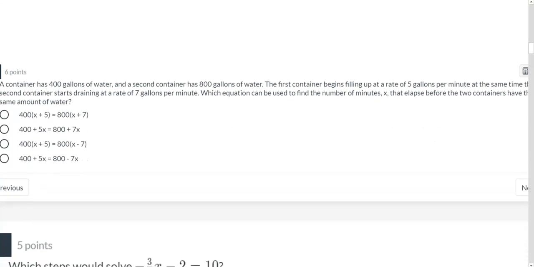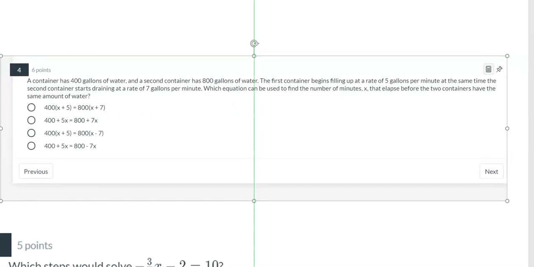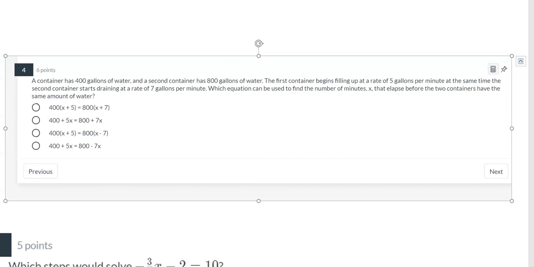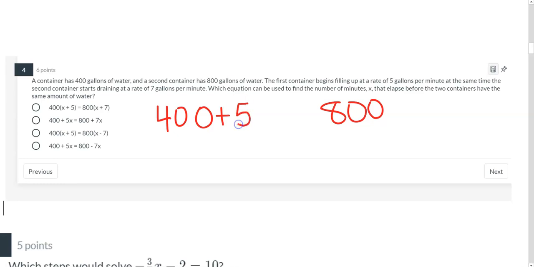All right. Now this question, some of you did not have this counted against you because one of the questions actually didn't make sense. They said that both containers were filling up and they would have never crossed. But we have these two containers, one that are full of water. It says a container has 400 gallons of water, and then another container has 800 gallons of water. And we just have to look at what they're doing. It says the first container is filling up at a rate of 5 gallons per minute. So it's filling up. You're adding 5 gallons of water every minute, and they call that minutes x.